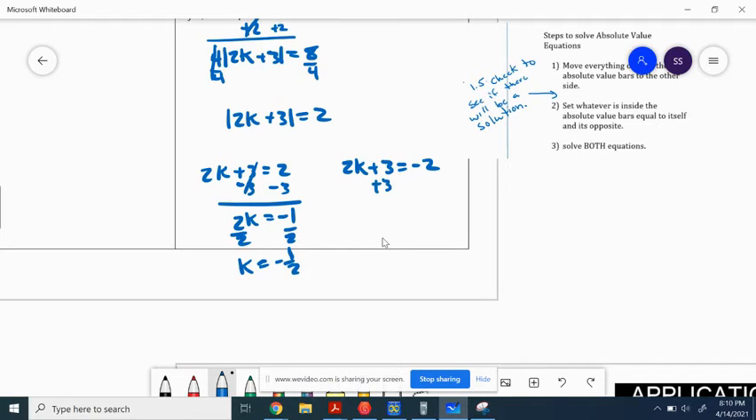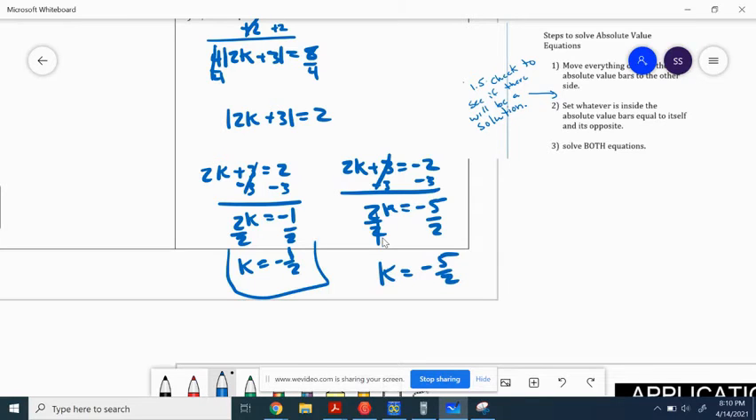And I'm going to add 3 on this side. Oops, I'm not going to add 3. Sorry, I'm going to subtract 3 on this side. And I'm left with 2k is equal to negative 5. Divide by 2, divide by 2. Left with k is equal to negative 5 over 2. And there are your 2 options for k.